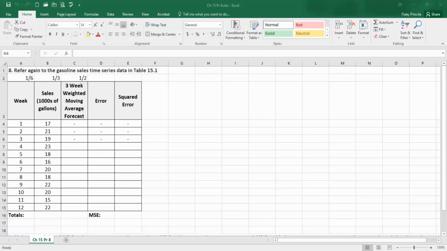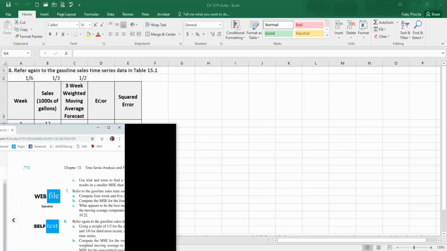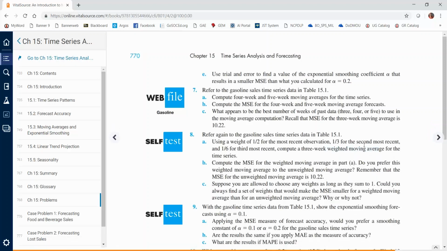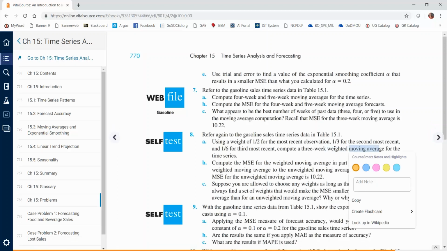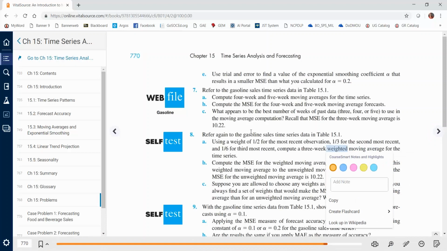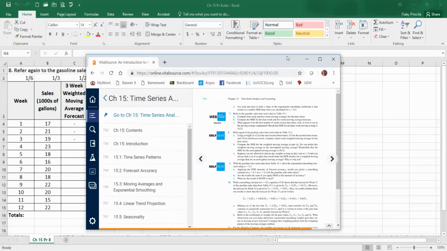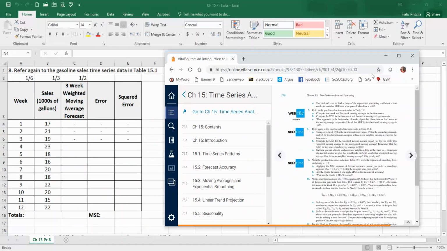Hello class, I'm here to talk about the last problem for week 1, problem 8, chapter 15. Problem 8 is talking about weighted moving average. We do have the moving average, but we also can assign some weight to the values, which is just a percentage or a fraction. Instead of using the full values, you're using just a fraction of it.